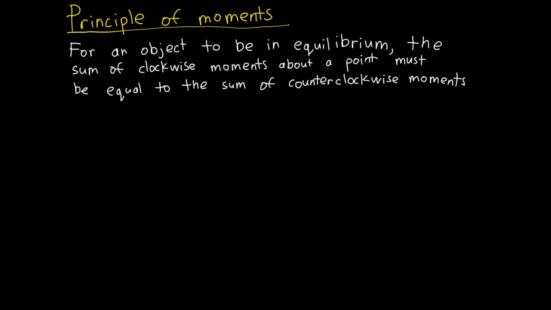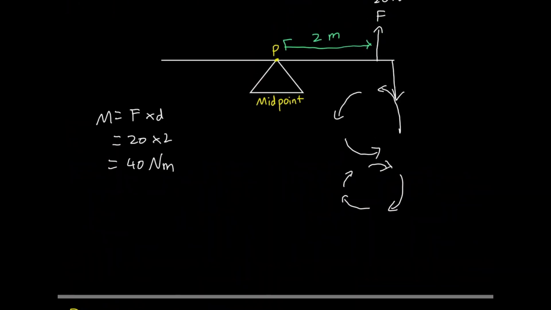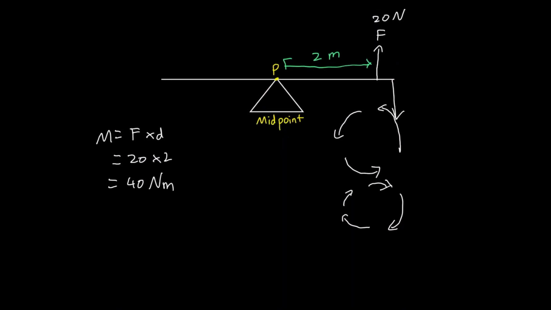Now let's look at the principle of moments. So for an object to be in equilibrium, the sum of clockwise moments about a point must be equal to the sum of counterclockwise moments. So what does that mean? Well, let's just erase this.